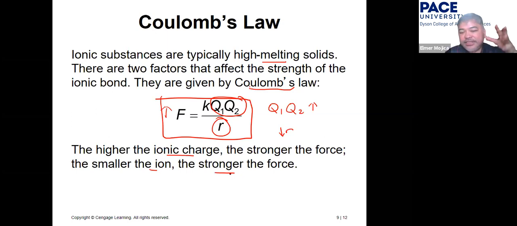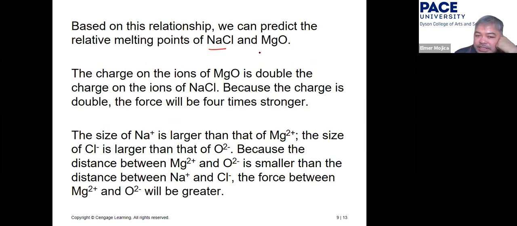So if we apply this concept, maybe we can make a comparison between NaCl and MgO. Which of them would have a high melting point? If you look at this, this is a positive 1, a negative 1. This is a positive 2, a negative 2. So MgO has 2 times the charge of the ions compared to NaCl. So we could say it's 4 times stronger, because both the positive and the negative charge are 2 times, so when you take that into effect, it's 4 times stronger because the charge doubles in each ion.